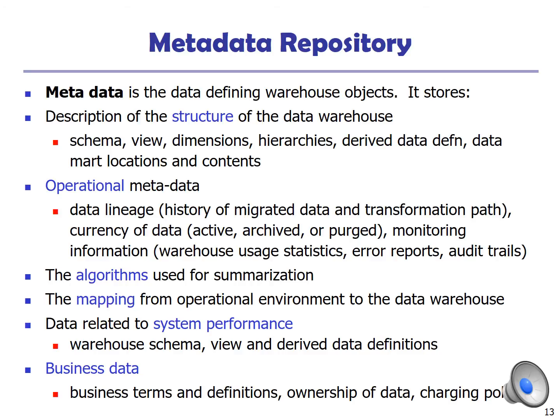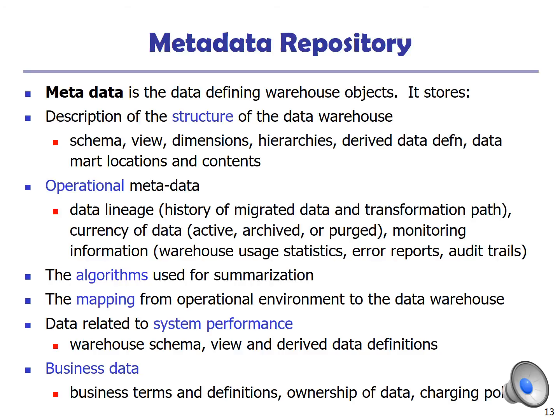It contains the description of the structure of the data warehouse. All right, so what is the schema, what are the different views, the dimensions or the attributes which are stored, the hierarchies, derived data definitions, data mart location, and contents. So these are some of the things which describe the structure of your data warehouse data.